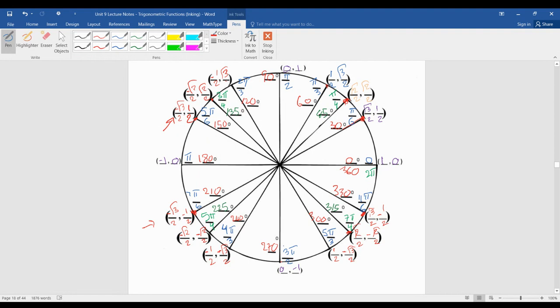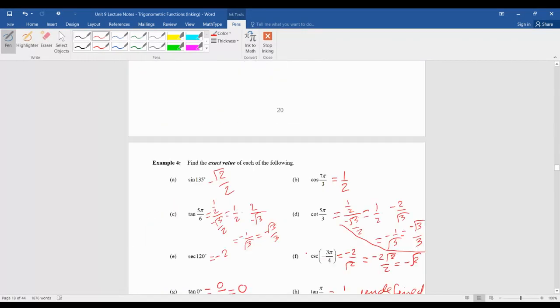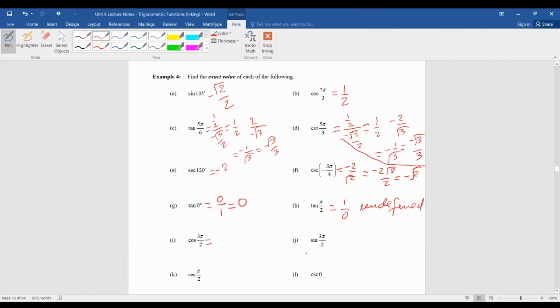We want, I think, the cosine, which should be 0. Yeah, cosine 3 pi over 2. So the x coordinate, which is 0. Cosine 3 pi over 2 is 0. Sine 3 pi over 2, if you look at the sine at the 3 pi over 2, the y coordinate is negative 1, so you put negative 1.